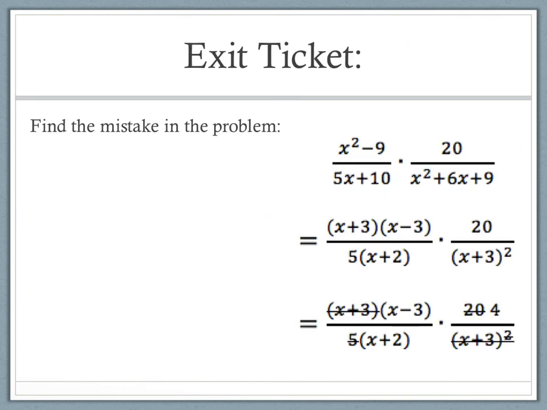Okay, for this exit ticket, just go through and see if you can figure out where they made a mistake. They made a mistake somewhere. See if you can see where it is. Notice that this x plus 3 squared just means x plus 3 times x plus 3. Just a heads up, that's what that means. Okay, go ahead and give it a try.